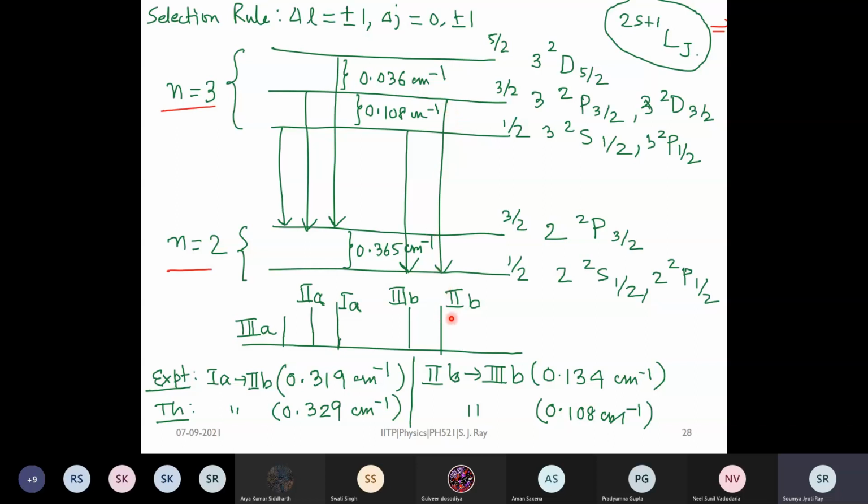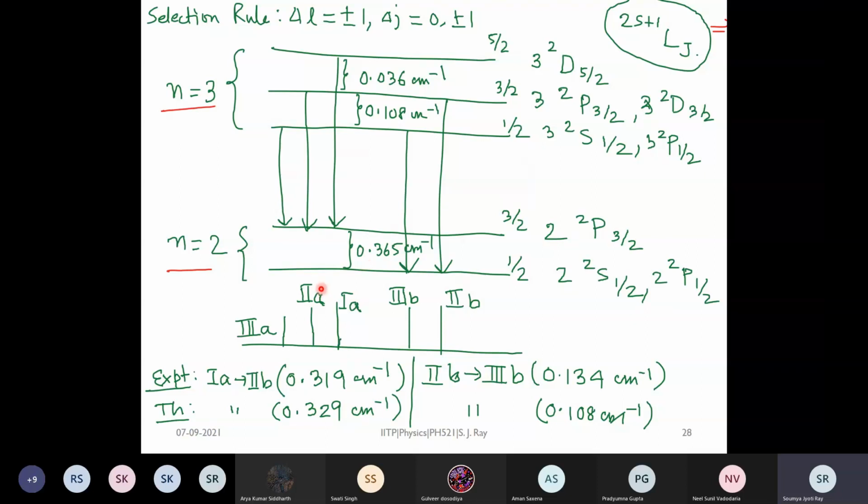So I have a total of 5 lines, and if I want to calculate what will be the value of the term shift, then I can do that. The values will be 0.036 centimeter inverse between these two levels, 0.108 centimeter inverse between these two levels, and 0.365 centimeter inverse between these two levels. That means n equal to 2 principal quantum number, j equal to 3/2 and j equal to 1/2.